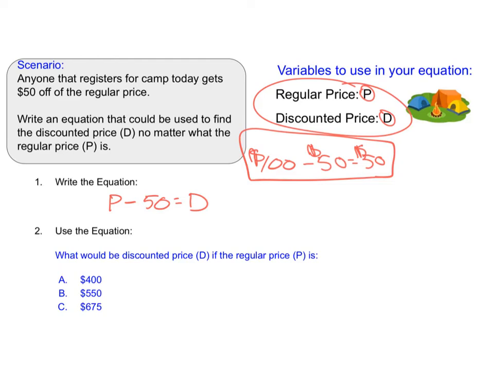So then let's look at using this equation to solve. So what would the discounted price be if the regular price is P? Well, we know our formula is P minus 50 equals D. So the regular price is 400 minus 50 equals 350. And then 550 minus 50 equals 500. And 675 minus 50 equals 625. Pretty simple, right? Let's try another one.